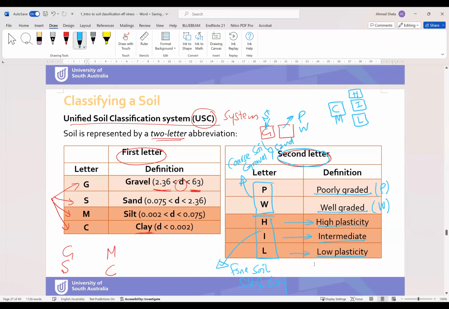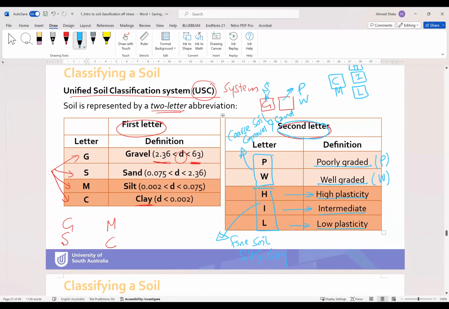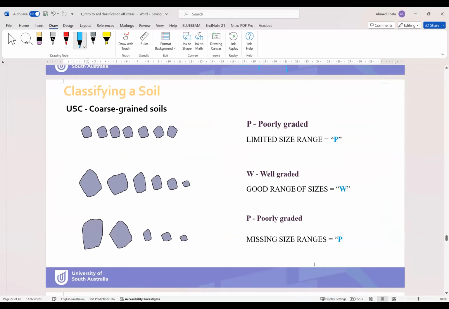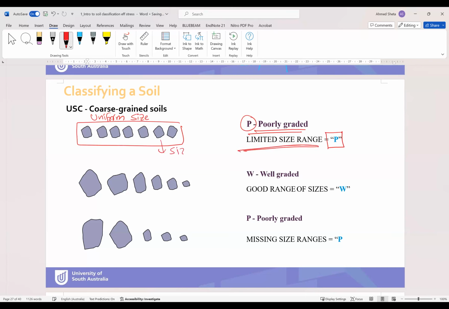Now we need to know the meaning of poorly graded and well graded. This slide will show us the difference between them. If you look at the size of these particles here, you can see that all the sizes are quite similar, so it is uniform size. This uniform size soil is not good for us because it is poorly graded. We need to have different sizes of soil. For the poorly graded soil, we give it the symbol B, and we have only a limited size range because it's almost one size.